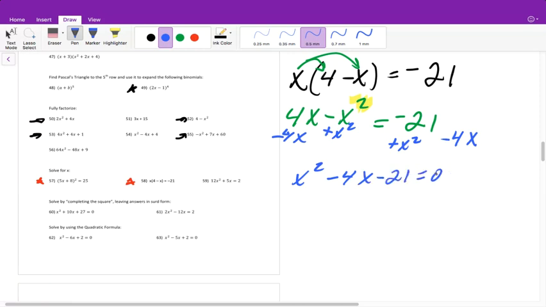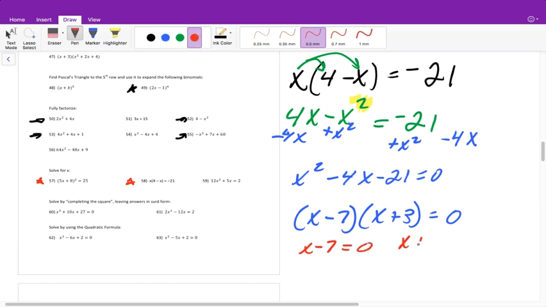All right, then we will go ahead and factor this. So this is going to factor out to x minus 7 times x plus 3 is equal to 0. We set each factor equal to 0. X minus 7 is equal to 0, or x plus 3 is equal to 0. So x is equal to 7 or negative 3.